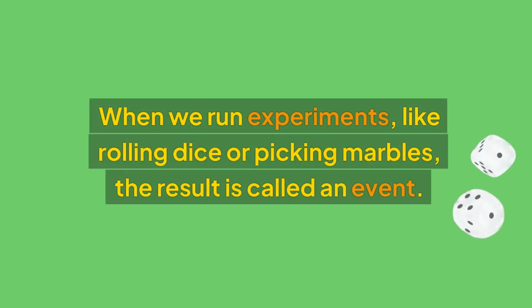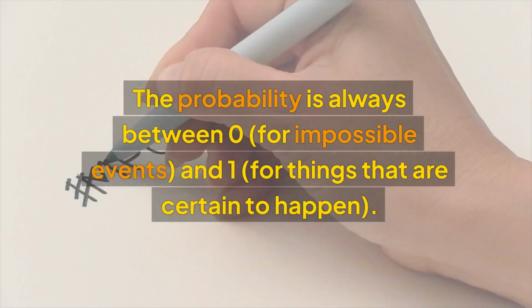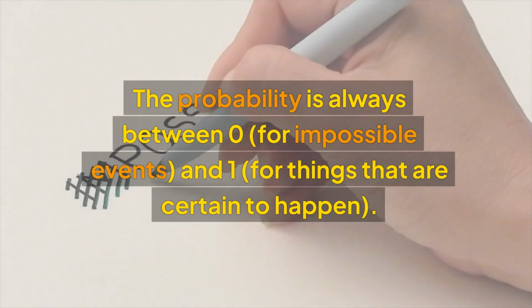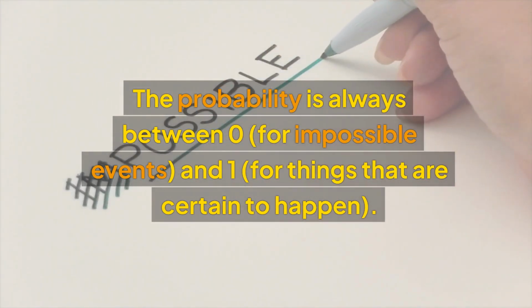When we run experiments, like rolling dice or picking marbles, the result is called an event. And finally, we have probability. It's the chance that something will happen. The probability is always between 0, for impossible events, and 1, for things that are certain to happen.